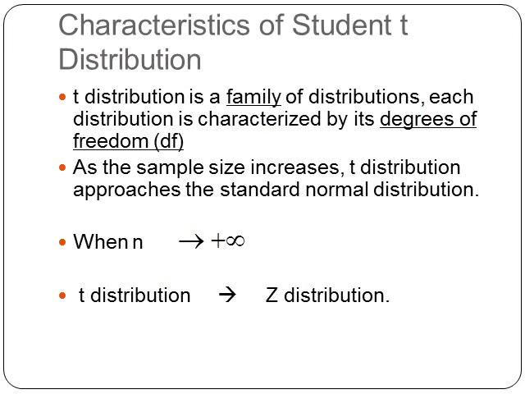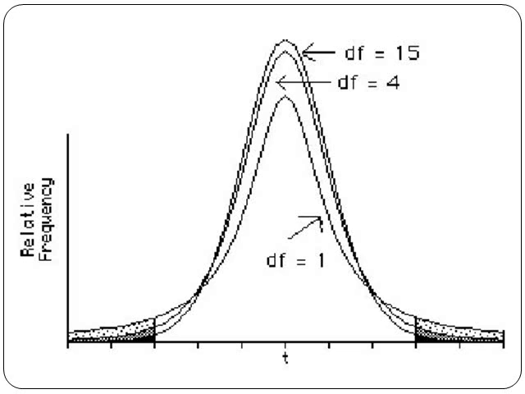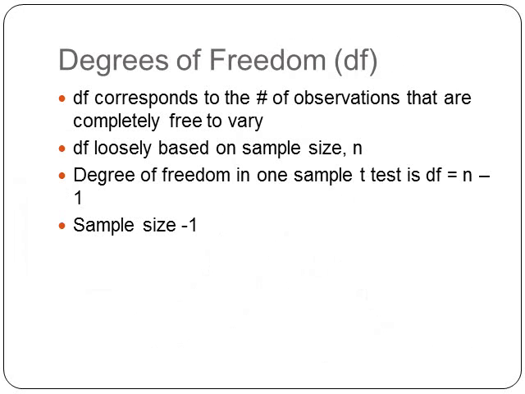Characteristics of the t distribution continued. We said that they are a family of distributions designated by degrees of freedom. As the sample size increases, t approaches the normal distribution as mentioned previously. Another example of differences for t's and degrees of freedom. Degrees of freedom correspond to the number of observations that are completely free to vary. For each thing we estimate, we sort of lose 1 degree of freedom.